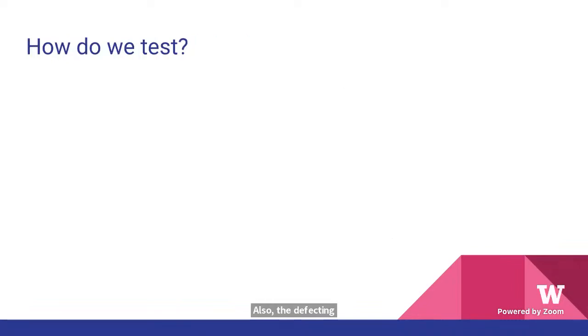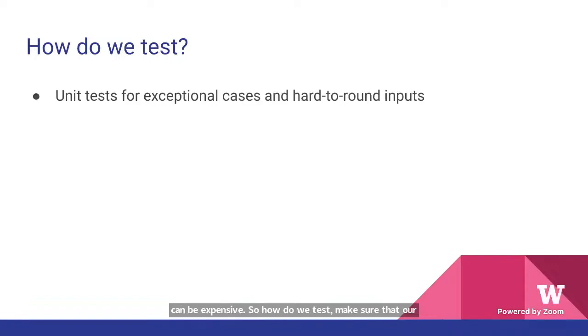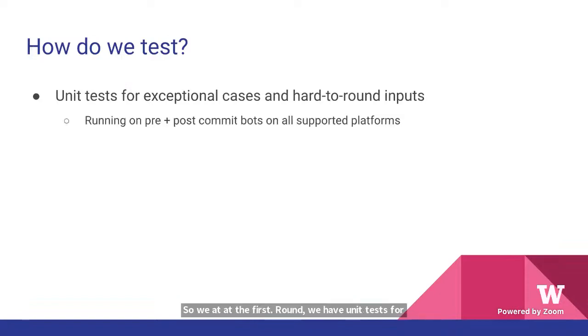So how do we test to make sure that our library is correct? In the first round, we have unit tests for exceptional cases and some hard-to-round inputs. Those are running on pre- and post-commits on the LLVM project on all the supported platforms. There are some platforms where we are trying to turn up the bots.